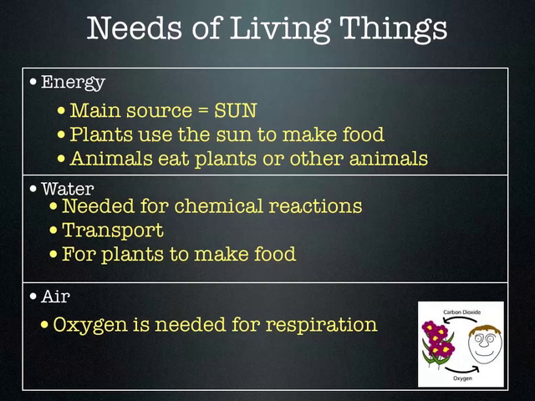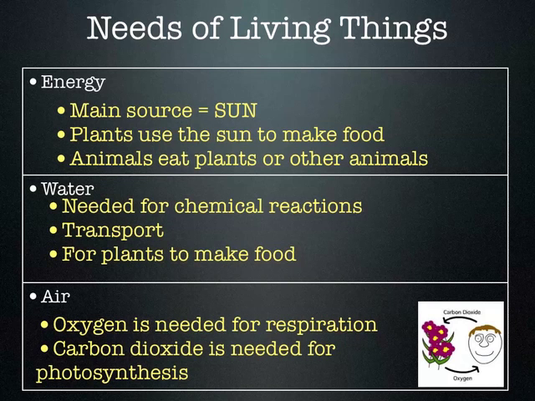There's small amounts. All right, so oxygen is needed for respiration. Respiration, remember, is how our bodies get the energy from foods that we eat. We can't live without oxygen. Carbon dioxide is what's needed for plants, for photosynthesis. So animals need oxygen, and plants need carbon dioxide.